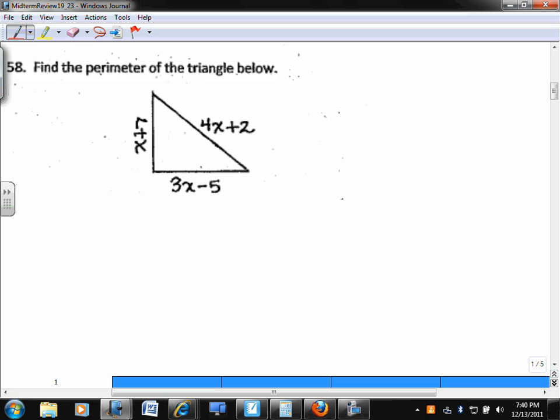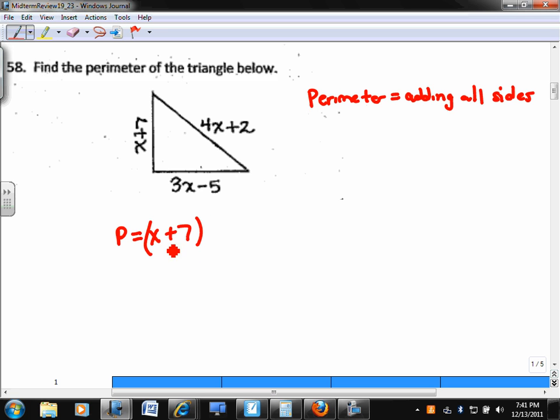Find the perimeter of the triangle below. We said this before. Perimeter is found by adding all the sides. So, in this case, we're going to say the perimeter equals x plus 7. That's one side. Plus 4x plus 2. Another side. Plus 3x minus 5. The last side. So let's simplify.